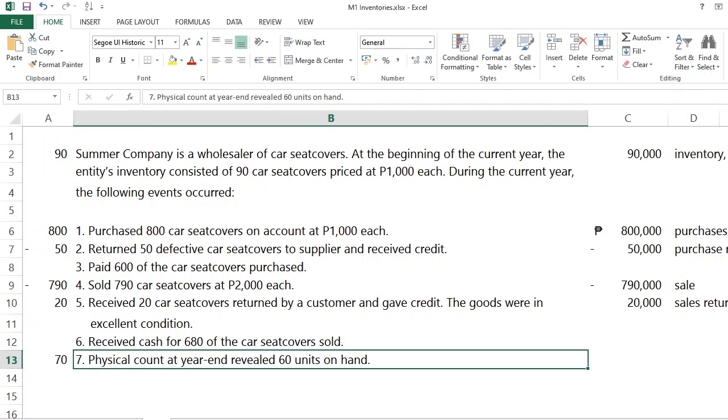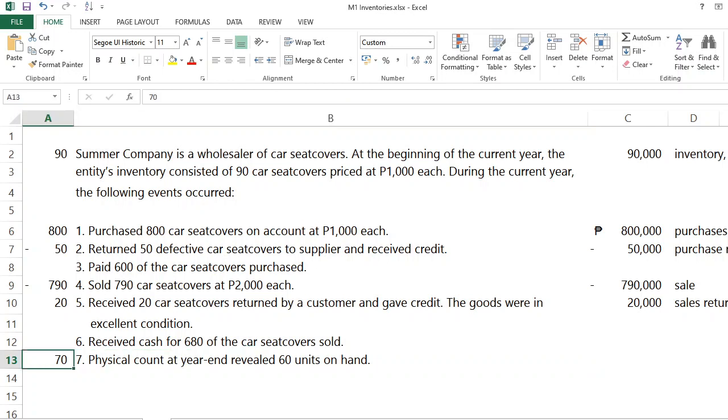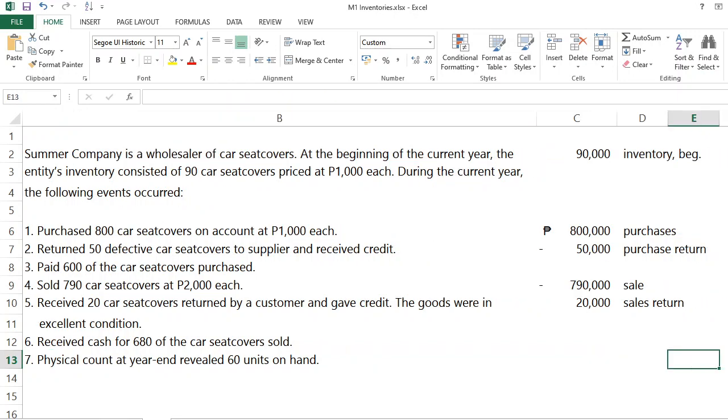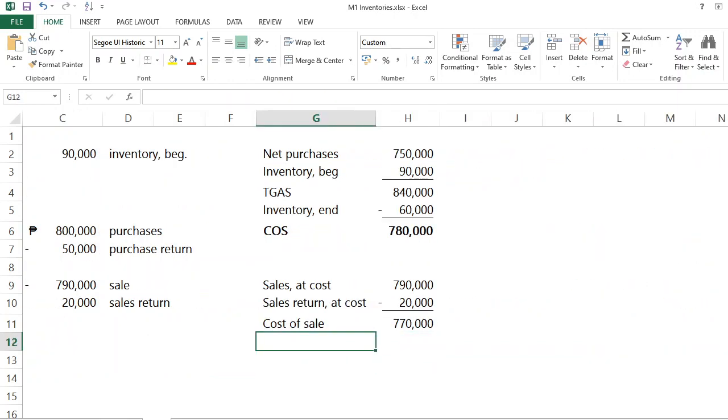Pero pag count nimo ang nabilin is 60 units. So naa kay kulang na 10 units. And we call it inventory shortage. 70 ang nasa imong record based sa imong perpetual inventory system, pero pag count nimo 60 na lang, so kulang ng 10. So that 10, we call it inventory shortage. And if the problem is silent, we will assume na normal lang na siya.